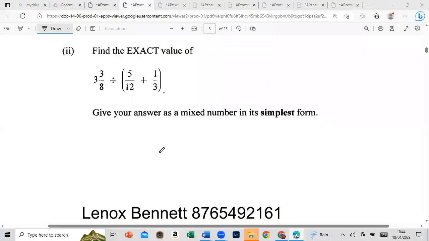Alright, guys, so it's multiple papers I'm working, so questions will look a bit weird. Like they say, oh, we done fraction already. No, we're not done fraction. We're back at it again. So if somebody just joined or they joined late and they missed the fraction, they get an opportunity. Work out that, guys, what you get. Find the exact value of 3 3/8 divided by bracket 5/12 plus 1/3. Give your answer as a mixed number in simple form.